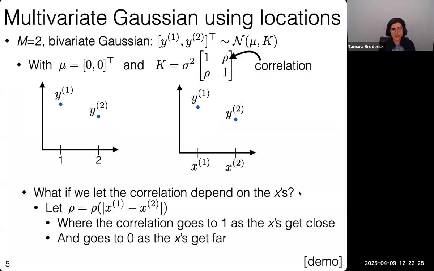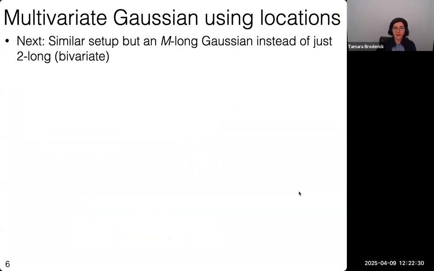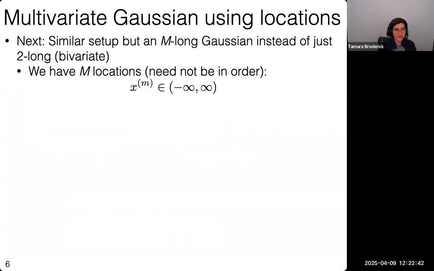Okay, great. So we saw a demo. We saw what this looks like. Now we're going to extend this just a little bit. So instead of having a 2 long Gaussian, we're going to have an m long Gaussian where m could be larger than 2. 2 will just be a special case. So we're going to have m locations. Before we had 2 locations, by which I mean the x values, that horizontal axis. They don't have to be in order. It could just be any m real valued locations.